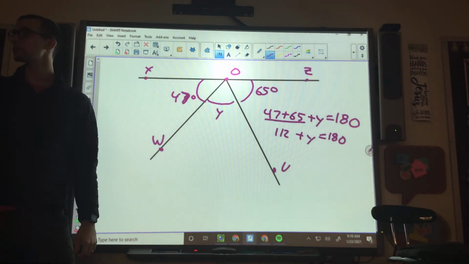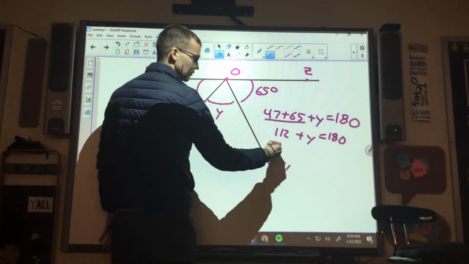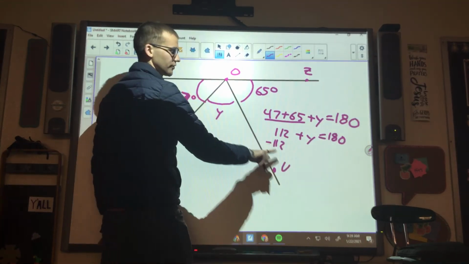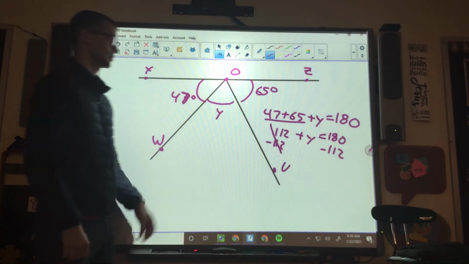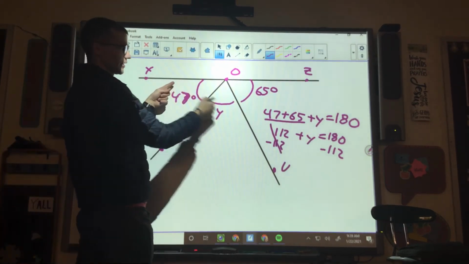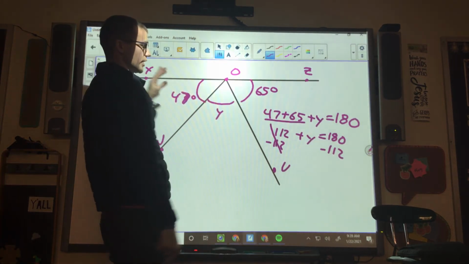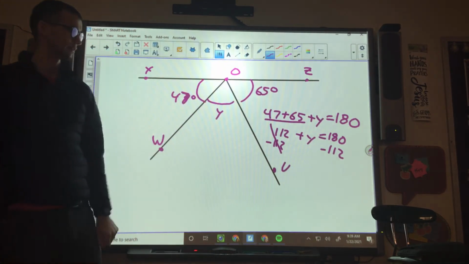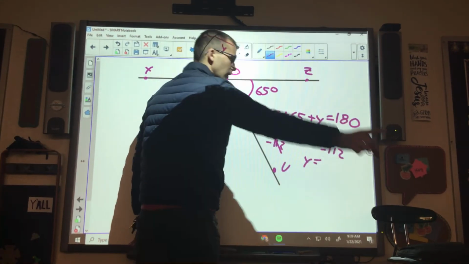Do you know how to find out what y is? Well, I hope you do. You take away 112 from 180. You take 112 away from this side, then you take away 112 from that side. Because think about it, if I had a 112 degree angle here, whatever was left, you would say, hey, 180 minus this is going to get you what's left over. So what is y?